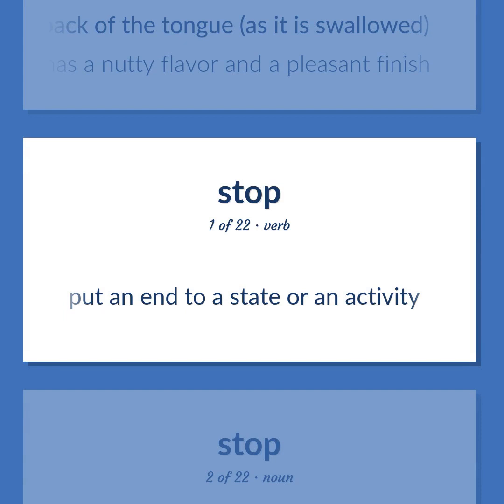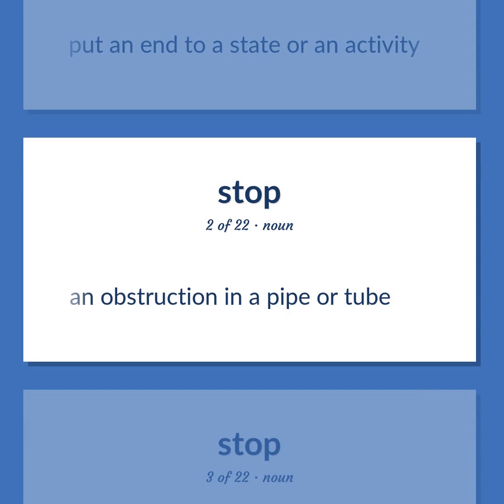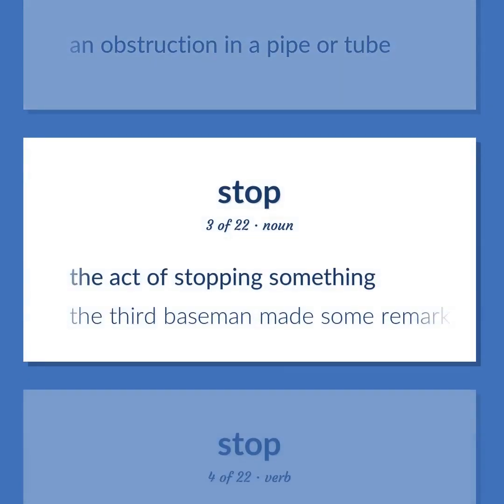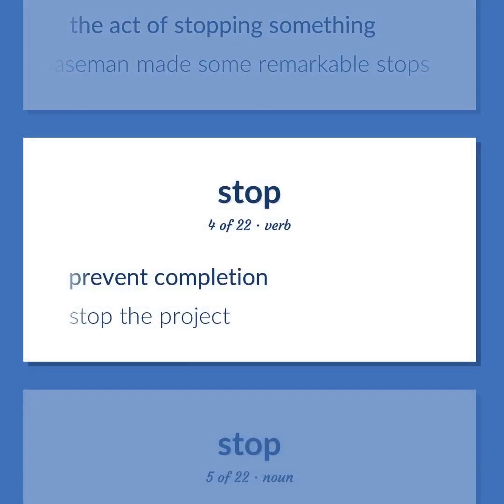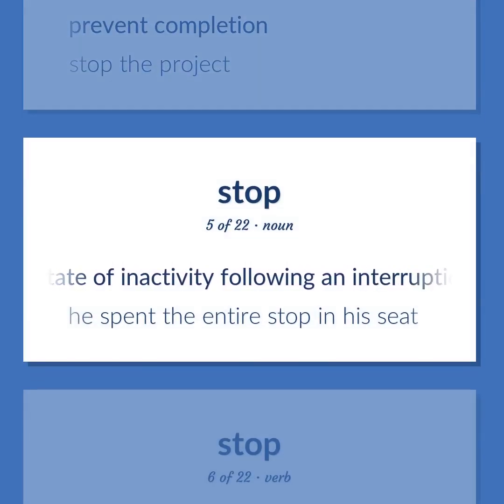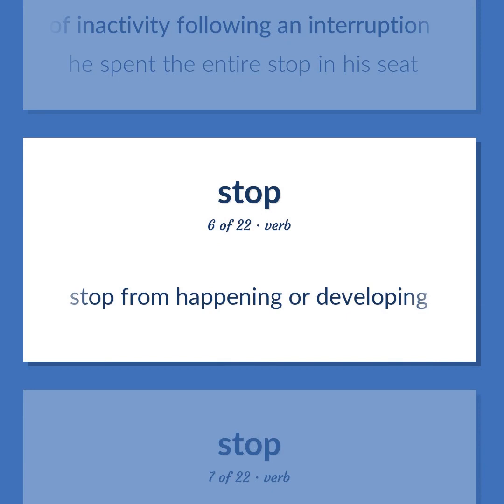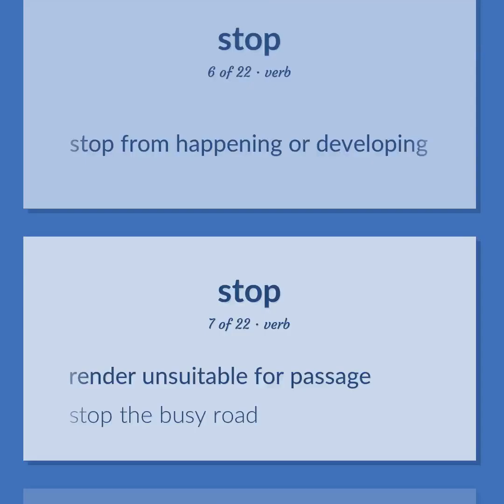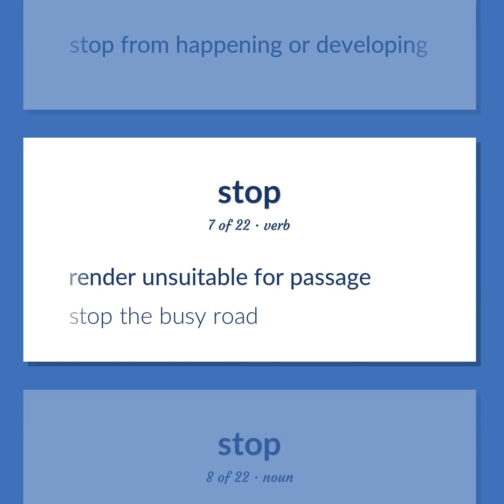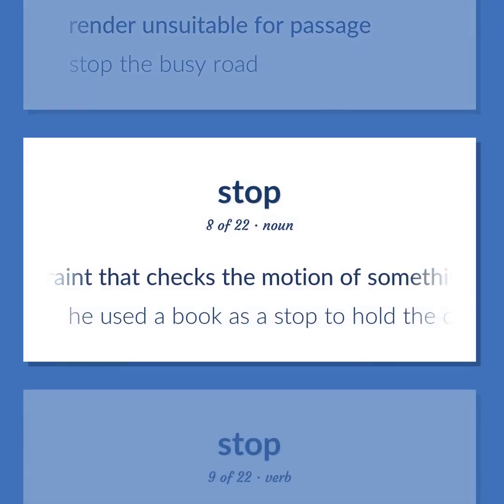Put an end to a state or an activity. An obstruction in a pipe or tube. The act of stopping something. The third baseman made some remarkable stops. Prevent completion. Stop the project. The state of inactivity following an interruption. He spent the entire stop in his seat. Stop from happening or developing. Render unsuitable for passage. Stop the busy road. A restraint that checks the motion of something. He used a book as a stop to hold the door open.